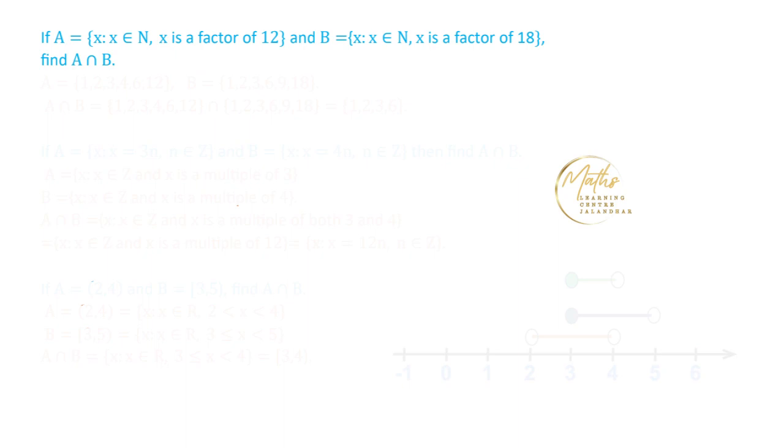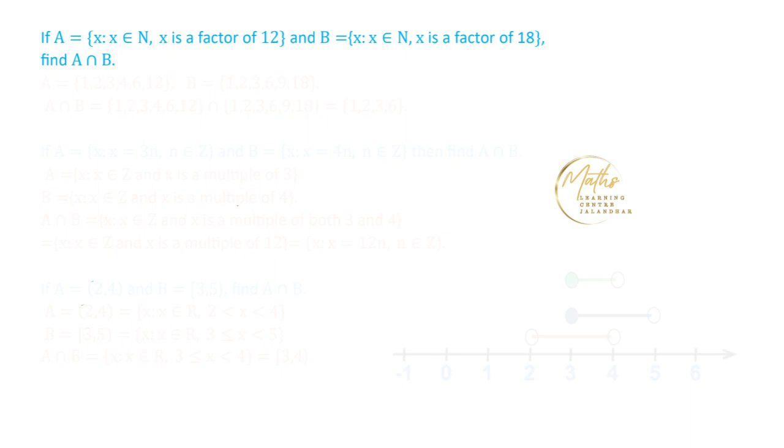Now next we are considering some examples over here. The first is, if A is equal to the collection of all those natural numbers such that X is a factor of 12 and B is the set that consists of natural number X such that X is a factor of 18, we have to find A intersection B.